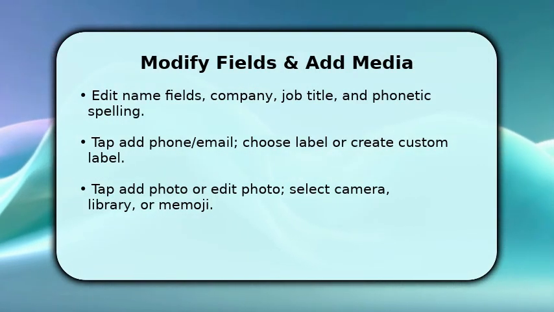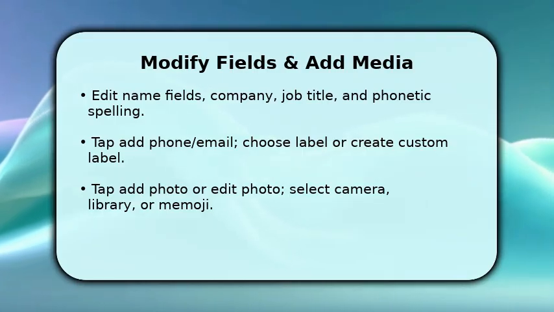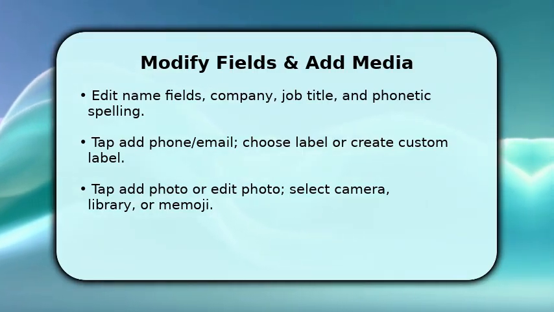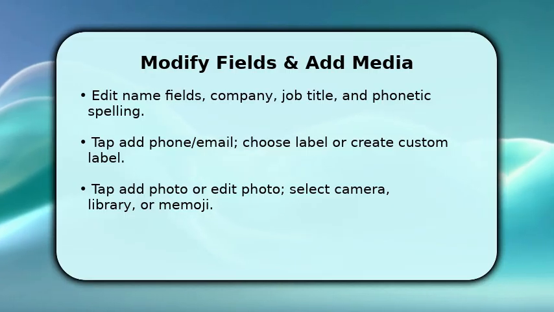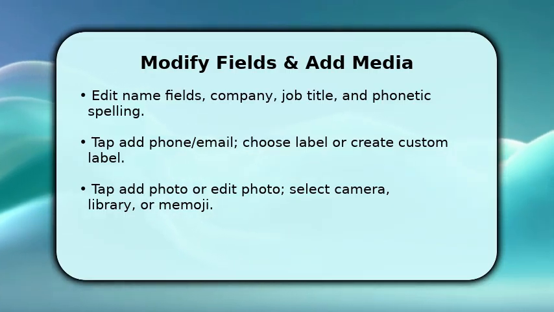Change names, company, job title, and phonetic spelling so Siri and apps pronounce and sort correctly. Tap any phone or email to edit numbers, then use existing labels or create a custom label for clarity.